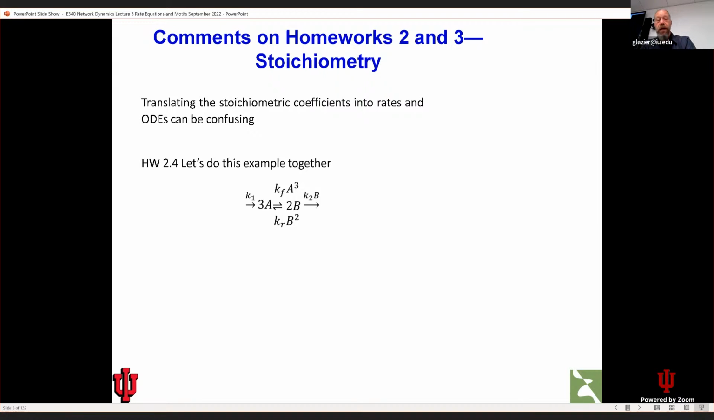Okay, so let's walk through this now. Somebody give me the forward rate. What is dA by dt for 3A goes to 2B? The ODE for that one would be -3 KF A cubed. Right, perfect. Let's hear from people we haven't heard. Sean, what is the rate for B for that same reaction? 3A goes to 2B, dB by dt equals what? I believe it's 2 KF A cubed. Good.